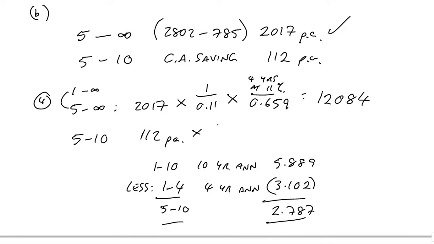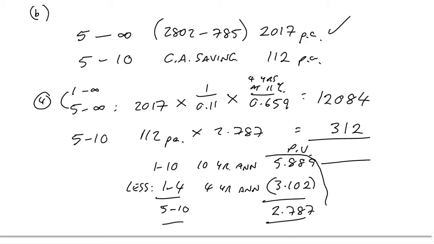And if we apply that to the tax saving, 112 times 2.787 is 312, giving a total of, I should have left more space in, a total present value of those flows of 12,396.